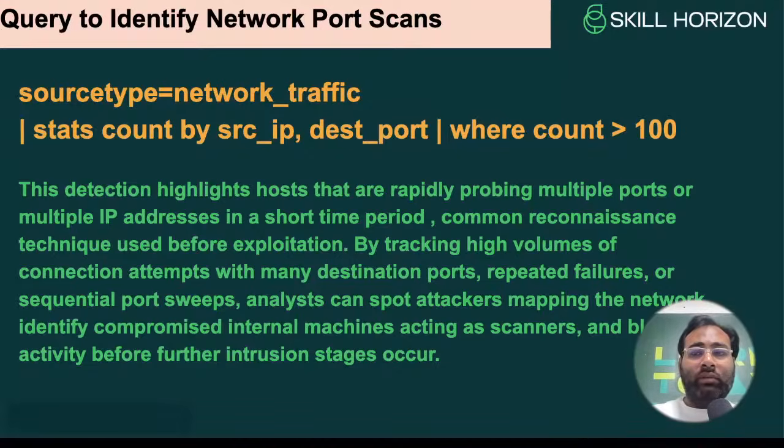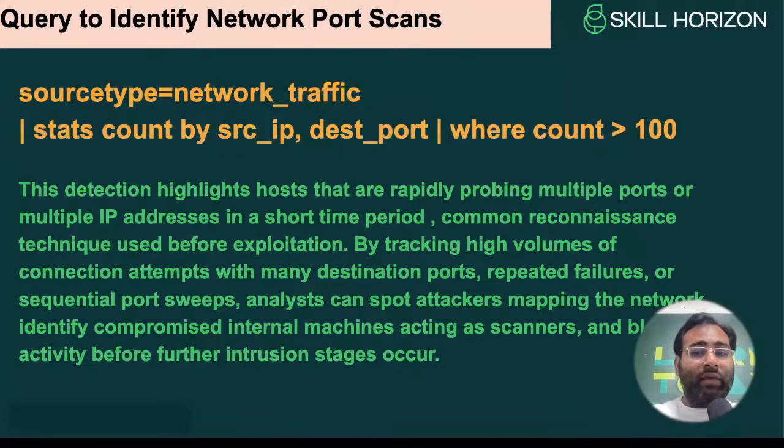So this detection basically highlights the hosts that are rapidly scanning multiple ports or multiple IP addresses in a short time period. Port scanning is a common information gathering or reconnaissance technique that is used before exploitation, because if an attacker wants to access your system or exploit your target, first they will scan your ports.